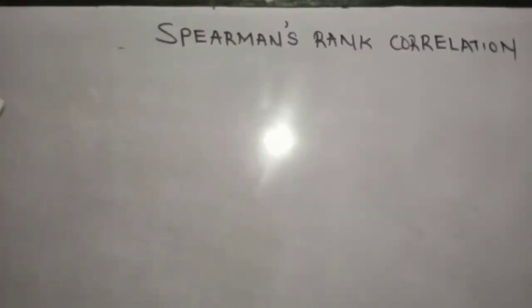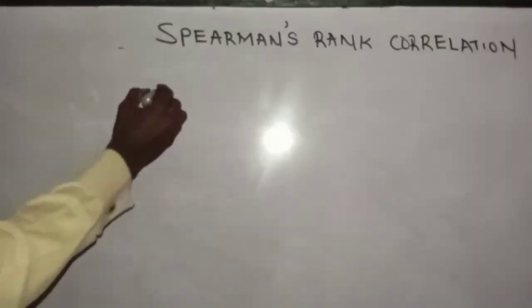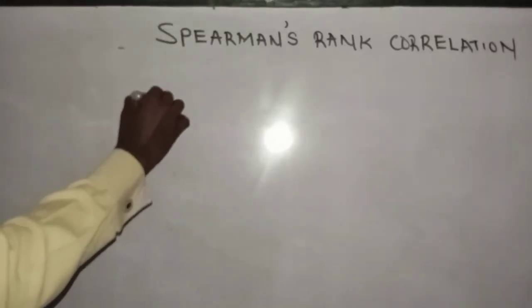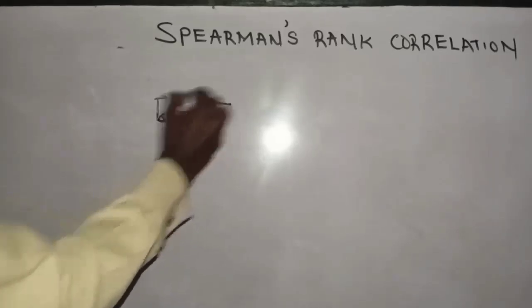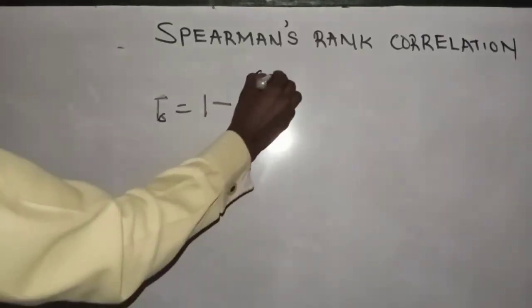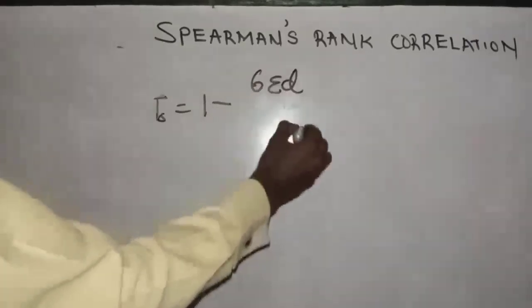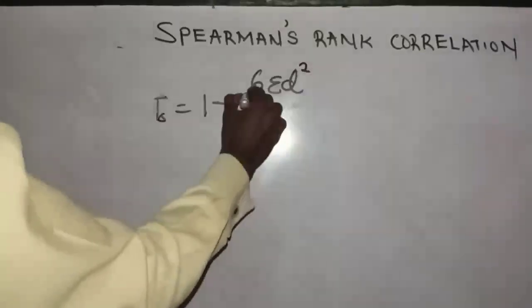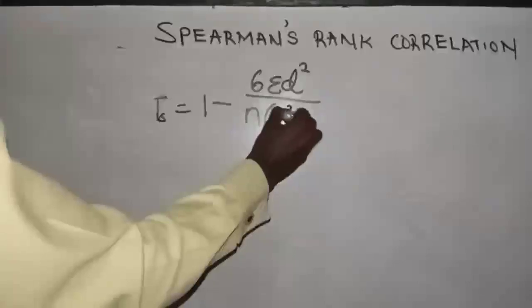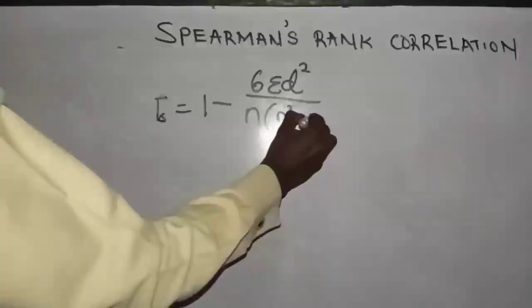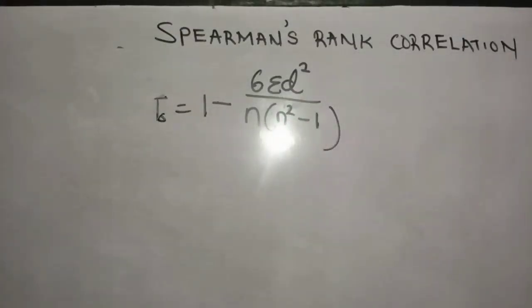Now, basically, the formula for our Spearman ranking correlation is 1 minus 6 summation d square divided by n, open bracket, n raised to power of 2 minus 1. So this is the formula for our Spearman ranking correlation.